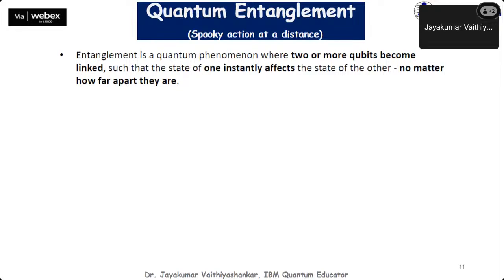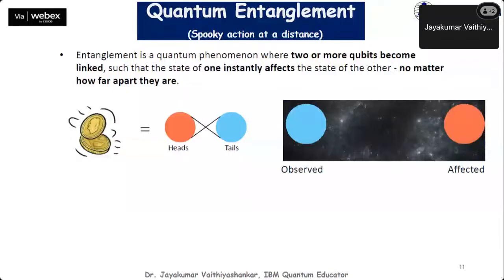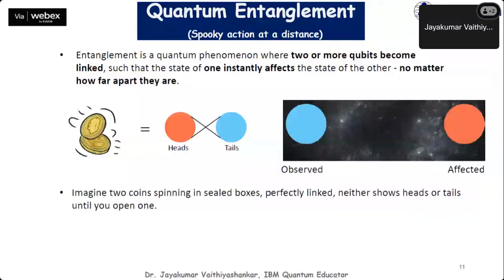Mathematically, if two coins are entangled, whatever happens to one also affects the other. So as soon as we observe one coin, the other instantly becomes tails if it is opposite.